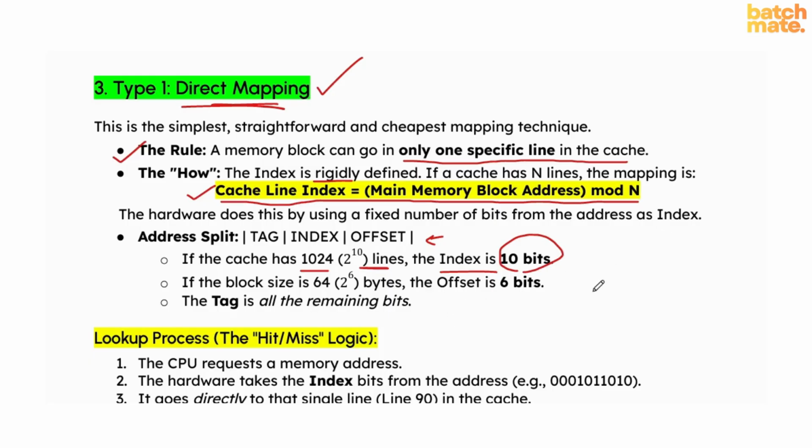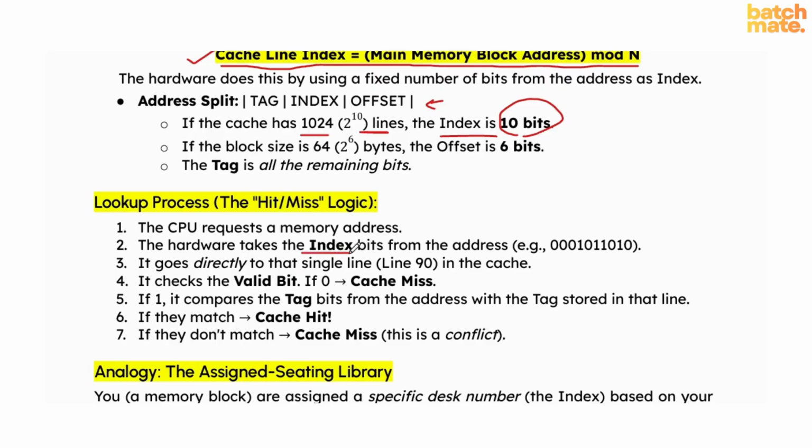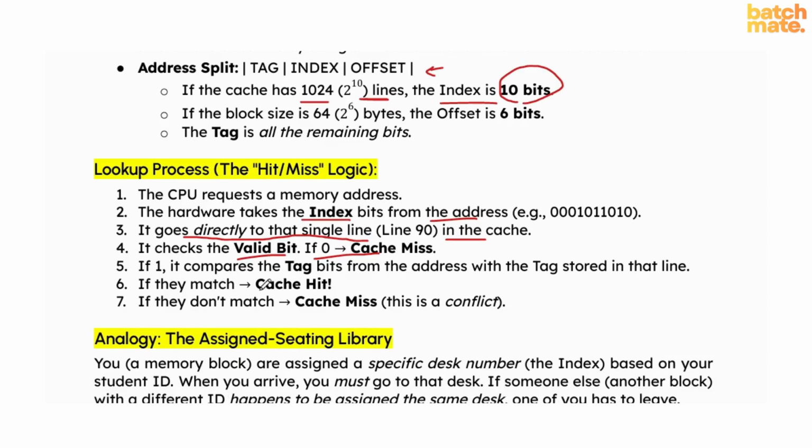Now, just quickly see the lookup process. When the CPU requests a memory address, the hardware takes the 10-bit index from the address. Then, it goes directly to that single line in the cache, which is calculated by the formula we've just seen. Then, it checks the valid bit. If it's 0, it's a cache miss, and if 1, it compares the tag bits from the address with the tag stored in that line. Finally, if they match, it's a cache hit. And if they don't, it's a cache miss.